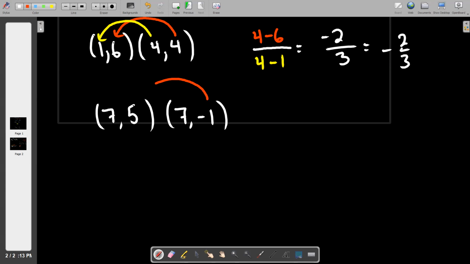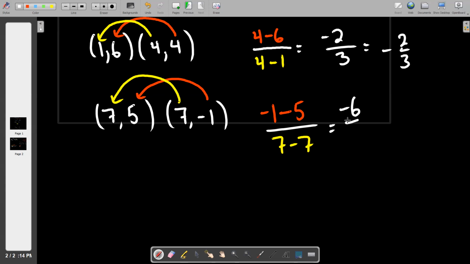First subtraction problem is negative 1 minus 5. And I say this with the utmost sincerity. I couldn't care less what the answer to that is. I'm just going to write it down. And now I'm going to head over to the yellow and go this minus this, which is 7 minus 7. Let's do the math. What's negative 1 minus 5? Negative 6. And what's 7 minus 7?